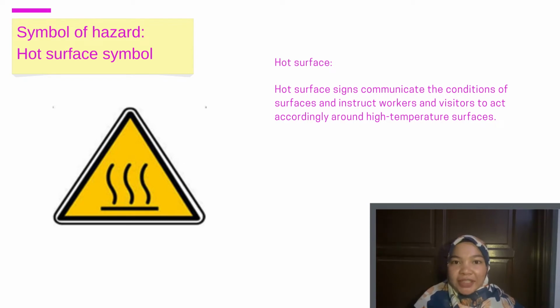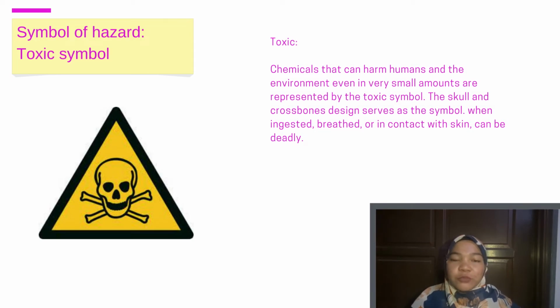Next symbol is hot surface. Hot surface signs communicate the condition of a surface and instruct workers and visitors to act accordingly around high temperature surfaces. Moving to the next symbol, which is toxic. Chemicals that can harm humans and the environment, even in very small amounts, are represented by the toxic symbol. The skull and crossbones design serves as the symbol. When ingested or in contact with skin, it can be deadly.